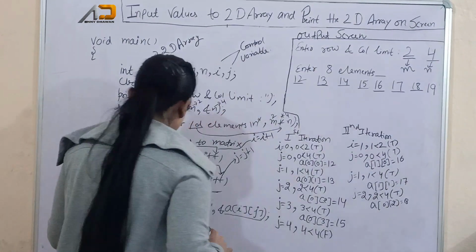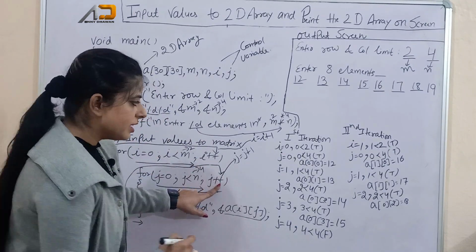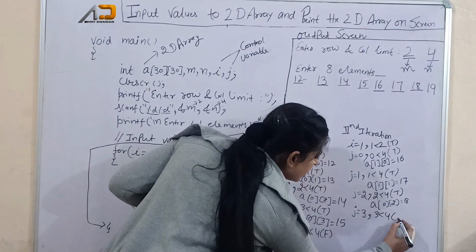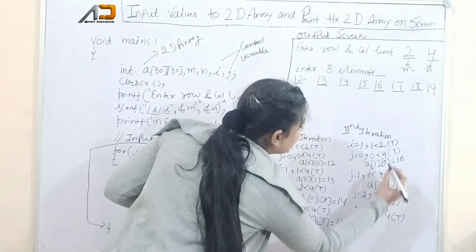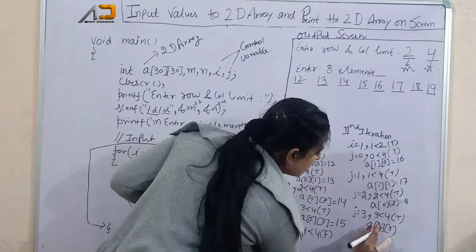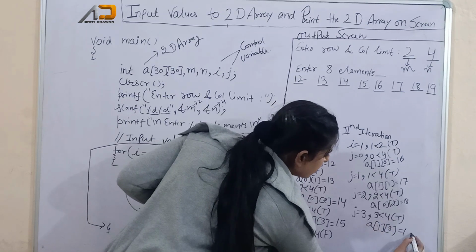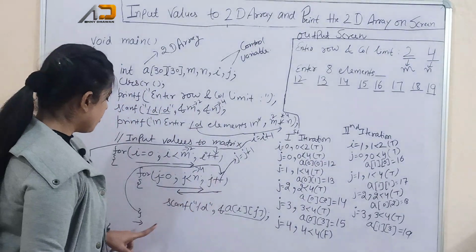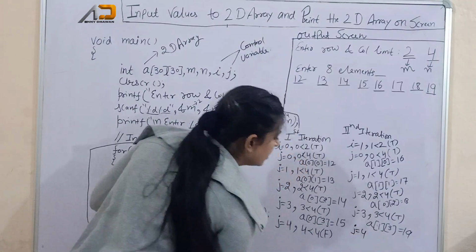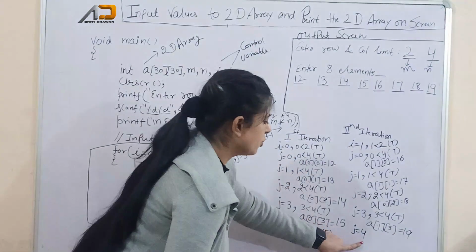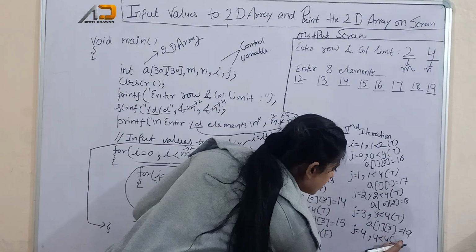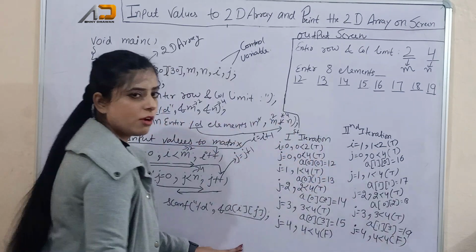Okay, now from this point again the control moves to this part. j value will be incremented by 1, that is 3. Is 3 less than 4? It's true. Now the next value, that is 19, will be assigned to the variable a of 1, 3. From this point again j will be incremented by 1. That is, now j value is 4. Now again condition will be checked. Is 4 less than 4? Now the condition is false here.